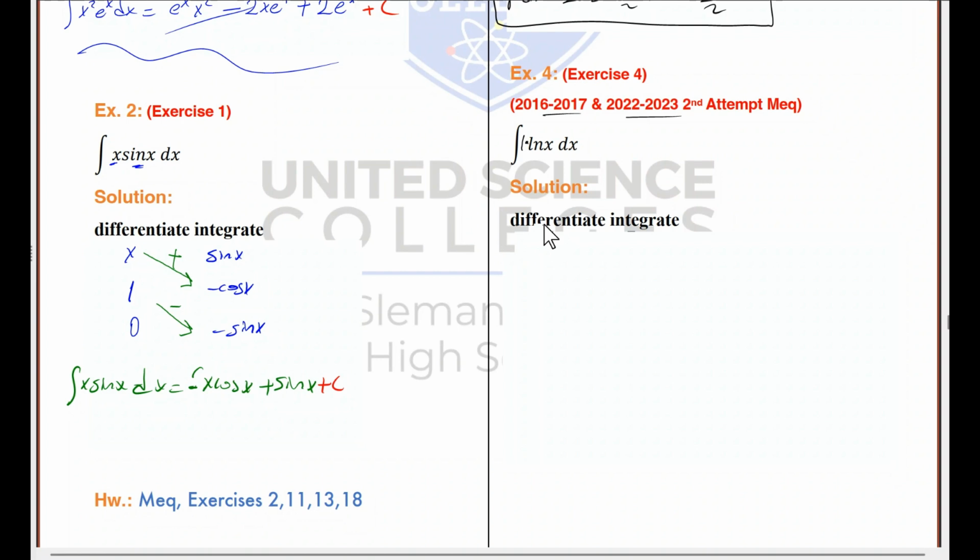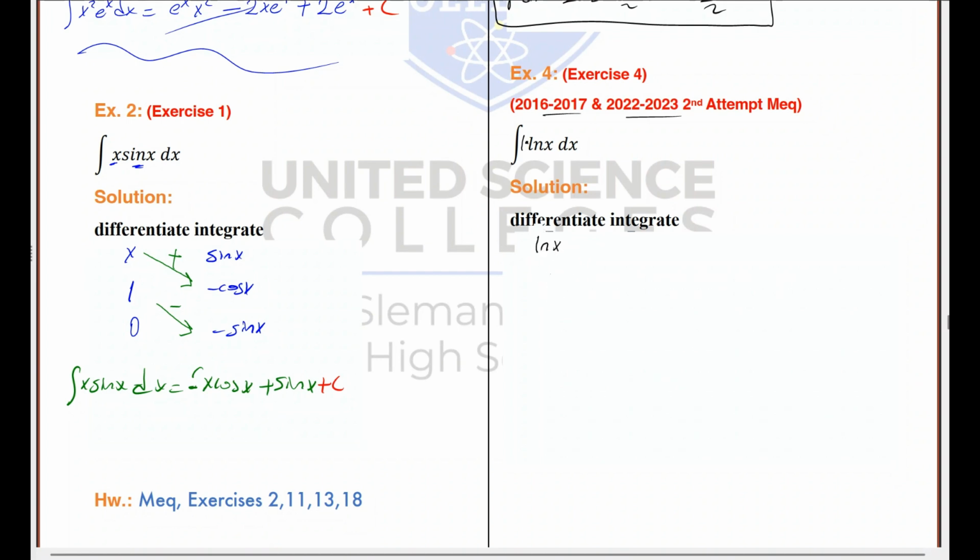So when I pick the function that can be easily integrated, I cannot integrate ln x because the question is itself integrating ln x. I don't know how to integrate it. That's why I'm applying it this way. So I have to use ln x for the one that can be differentiated easily.